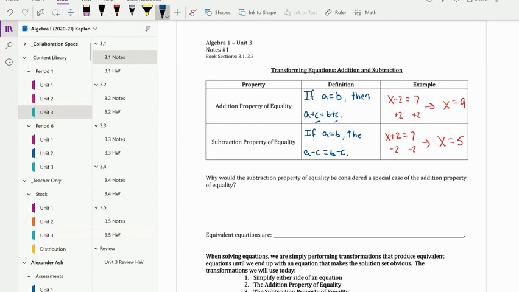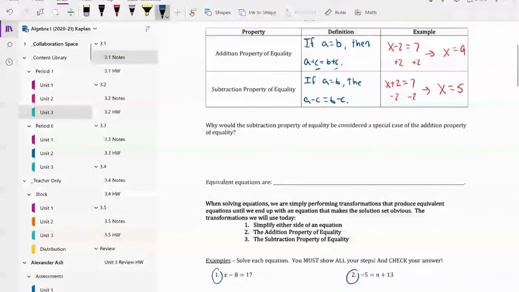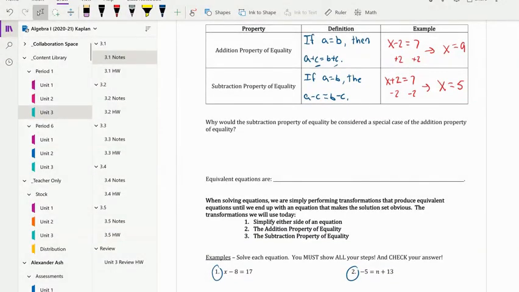Okay. The next thing here, it says, why would the subtraction property of equality be considered a special case of the addition property of equality? And that's absolutely a valid question. Technically speaking, many people consider the subtraction property of equality to not be a thing, because if you're subtracting, all you're really doing is just adding a negative. So you're still adding, you're just adding a negative.